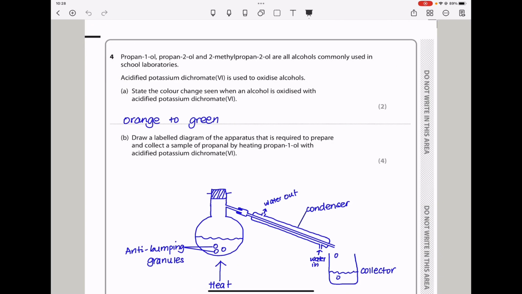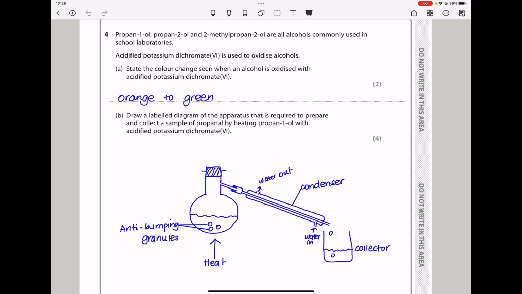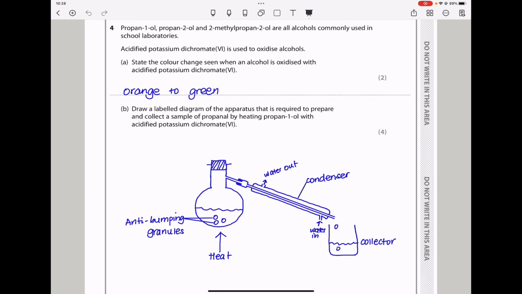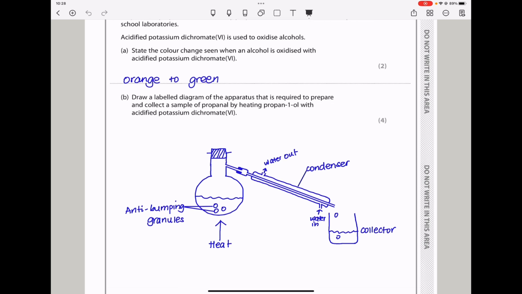Question 4. Propan-1-ol, propan-2-ol, and 2-methylpropan-2-ol are all alcohols commonly used in school laboratories. Acidified potassium dichromate(VI) is used to oxidize alcohols. State the color change seen when an alcohol is oxidized with acidified potassium dichromate. If oxidation takes place, then the color changes from orange to green.